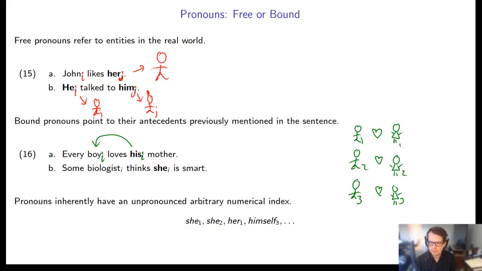Here's another one we can do. Some biologists think she is smart. So yeah, she could mean someone else in the world, but in this case, they have the same index. So some biologist_i, she_i. So she means that particular biologist. So there's some biologist here. I'll give them a monocle. Maybe they're a cyclops, I don't know. And she thinks she's smart.